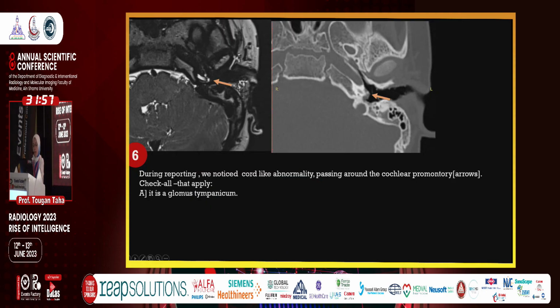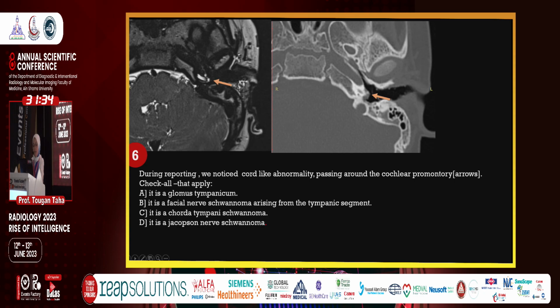During reporting, we noticed a cord-like abnormality passing around the cochlear promontory, that is the arrowed structure. Please check all that apply. It is glomus tympanicum. It is a facial nerve schwannoma arising from the tympanic segment. It is a chorda tympani schwannoma. It is a Jacobson nerve schwannoma. Please answer.